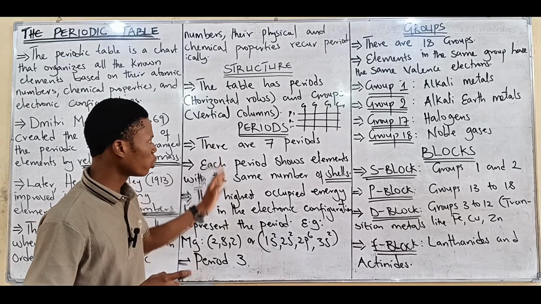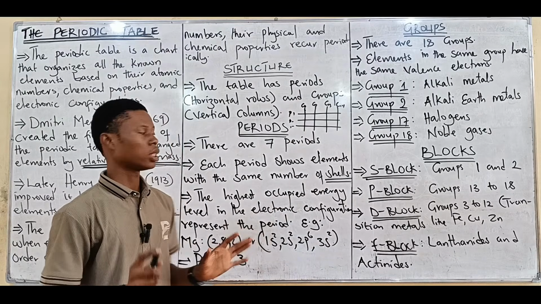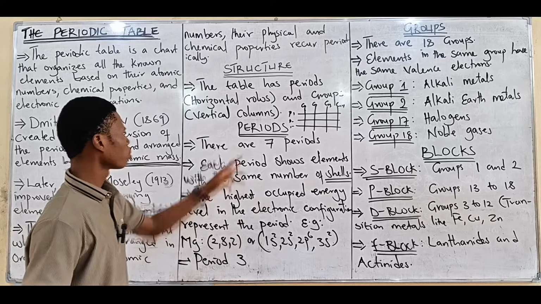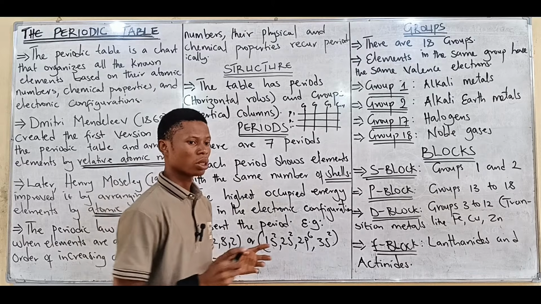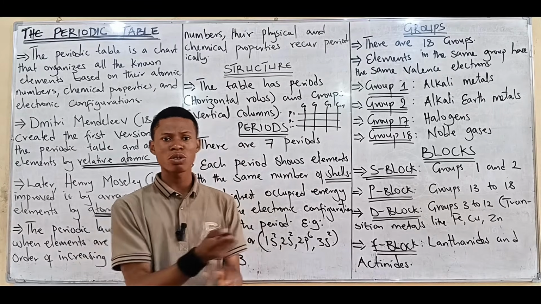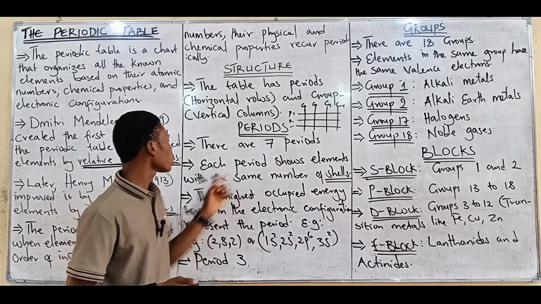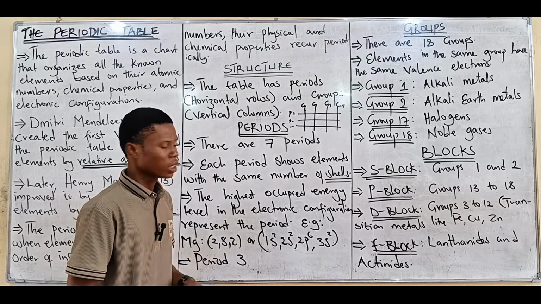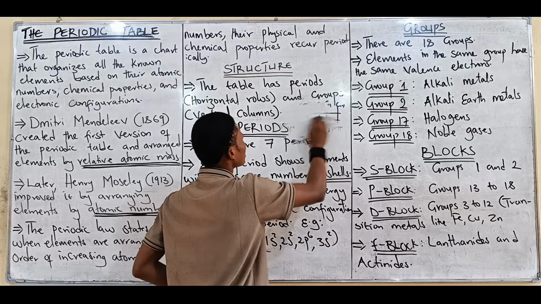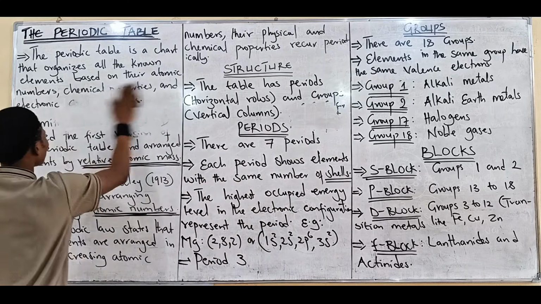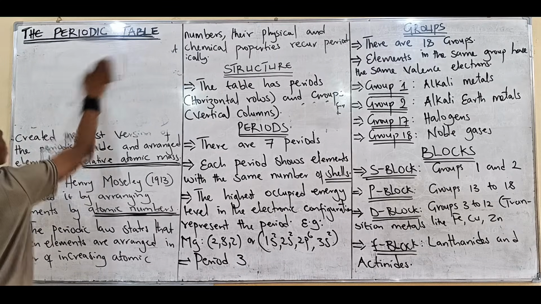So let's take the periods and the groups individually before we draw the periodic table, and we look at them in detail. Now, periods. There are 7 periods in the periodic table. So there are 7 horizontal rows in the periodic table. Now, each period shows elements with the same number of shells. Please, I want you to listen very well here. For you to place elements in the same period, they must have the same number of shells. What does that mean?